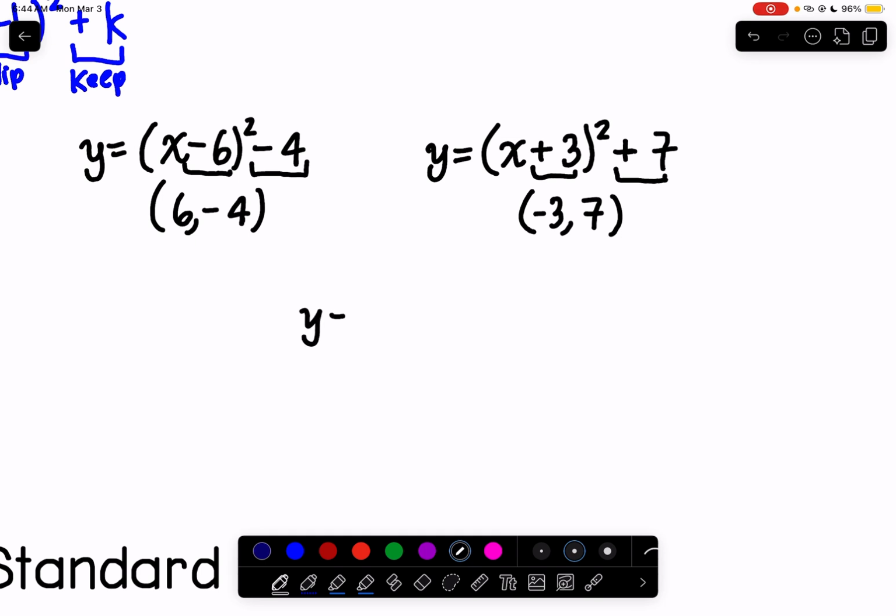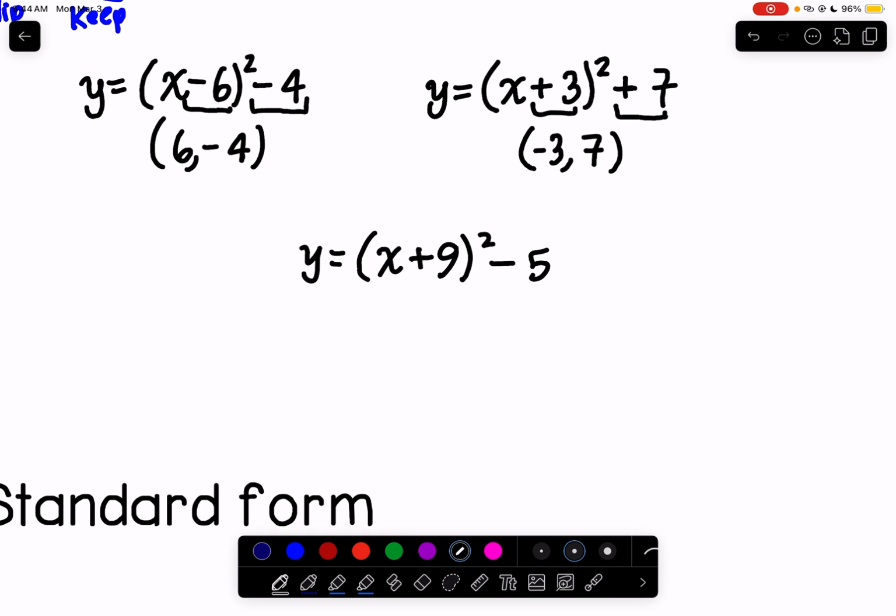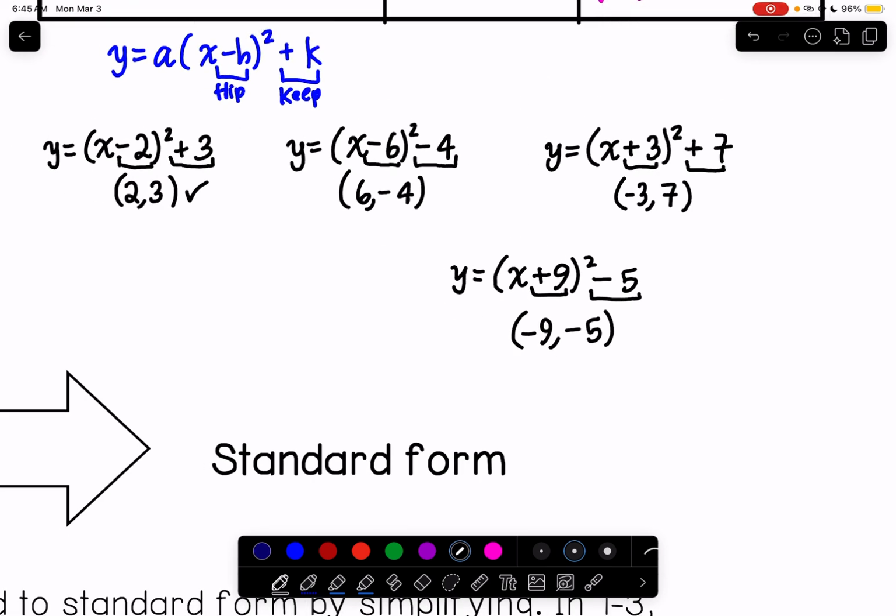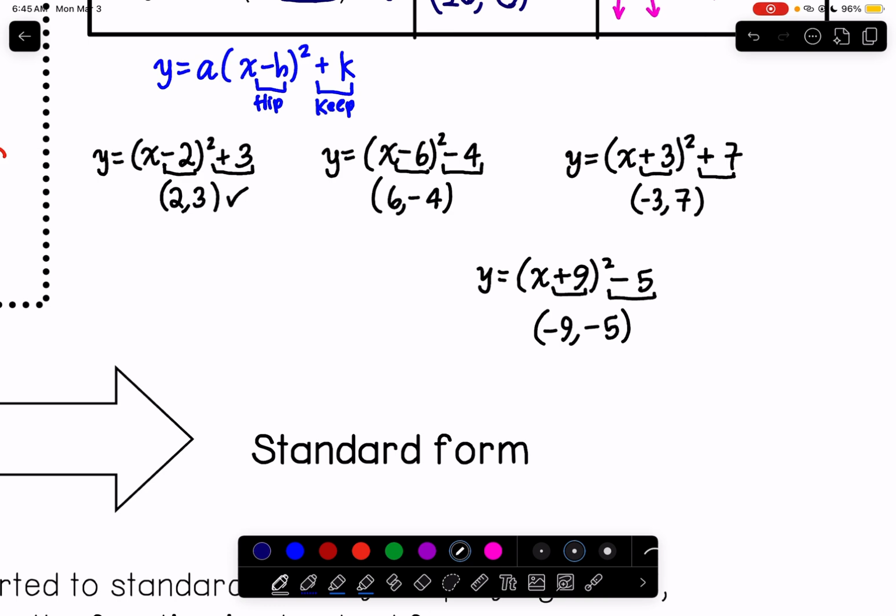And then last one, what if I gave you (x plus 9) squared minus 5. Okay, press pause. And this one will be flipped to (-9, -5). Okay, if you're feeling pretty good about that, then you are ready to move on.